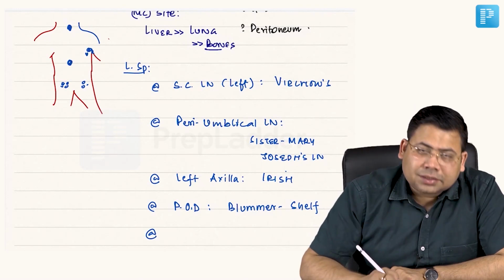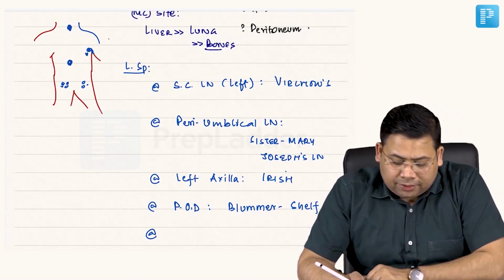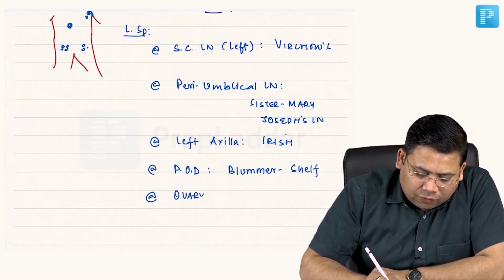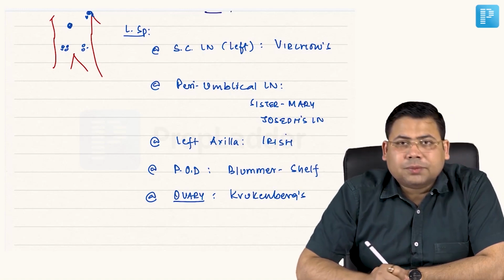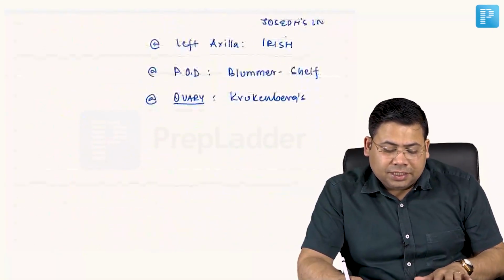If it involves, yes, it has been proven it's not a direct invasion, it's a lymphatic spread. So if it goes to the ovaries, that is what is known as Krukenberg's lymph node, Krukenberg spread. So these are the variety of spreads that we see.